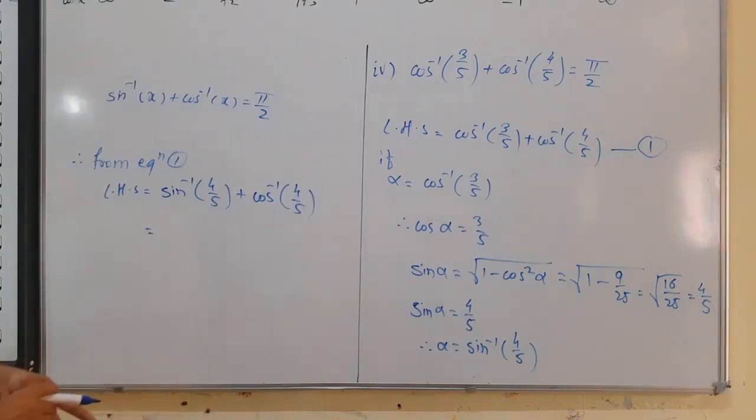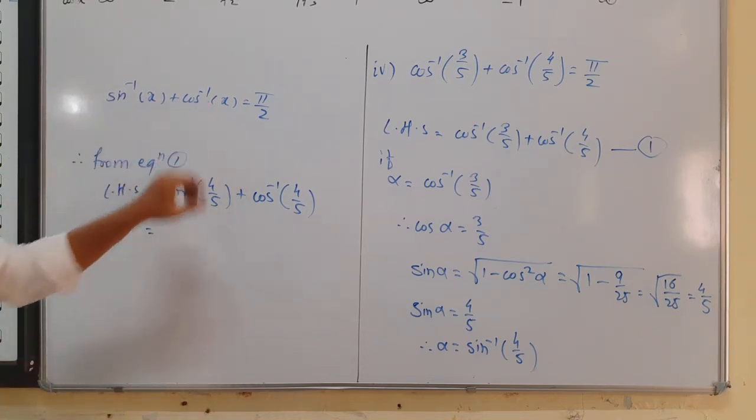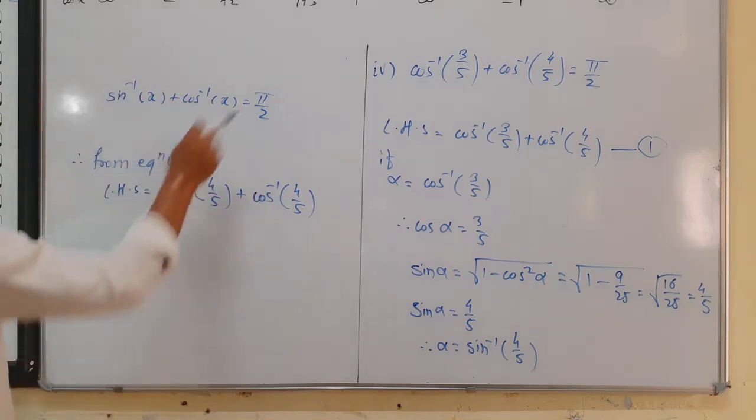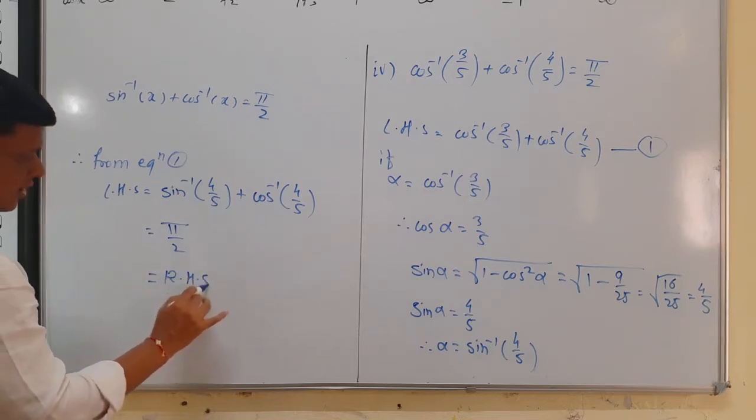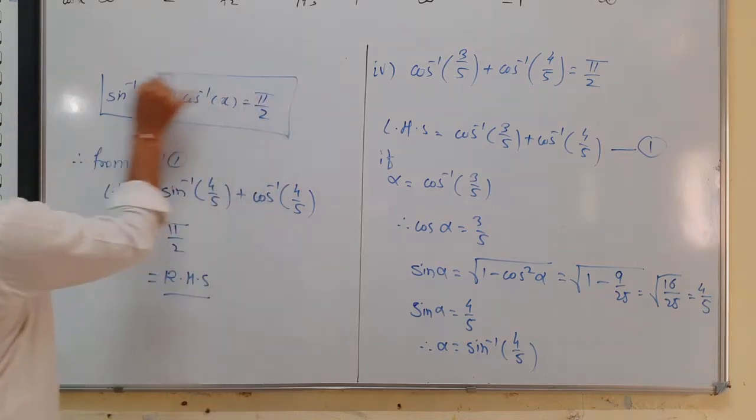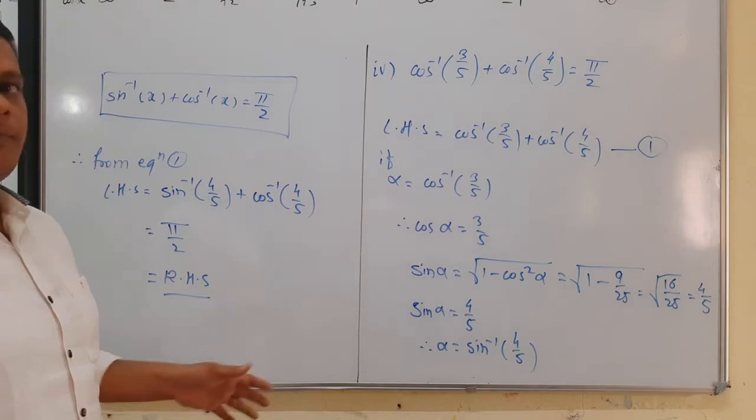Now if you observe, the first term is sin inverse, the second term is cos inverse. In terms of angle x we have 4 by 5, 4 by 5. So we have to apply this property, which is equal to pi by 2, which is equal to RHS. That means we apply the property sin inverse of x plus cos inverse of x equals pi by 2.